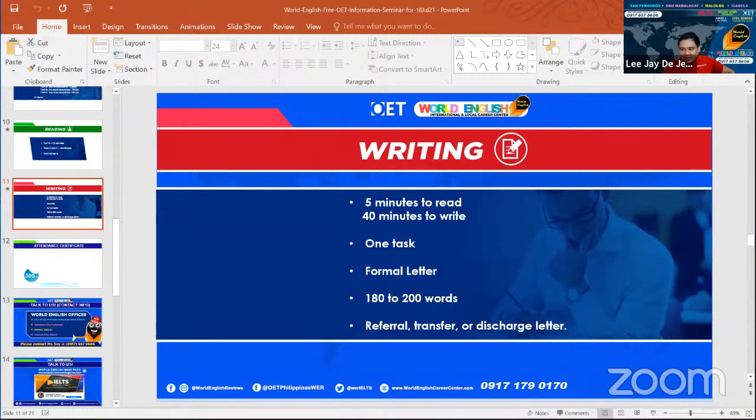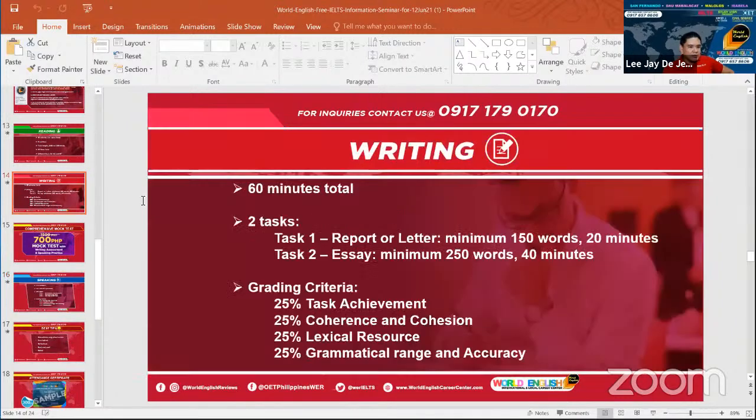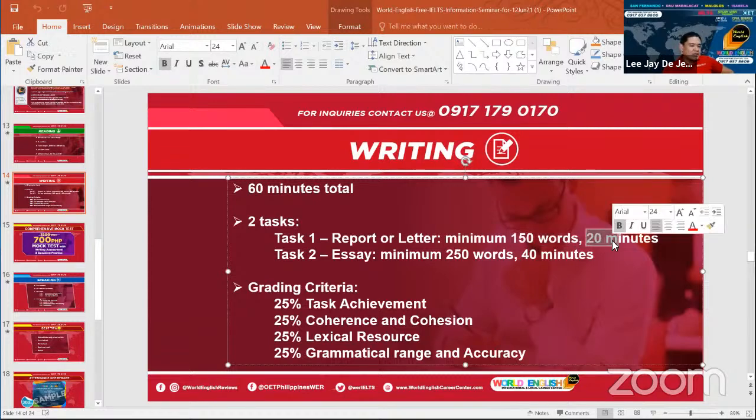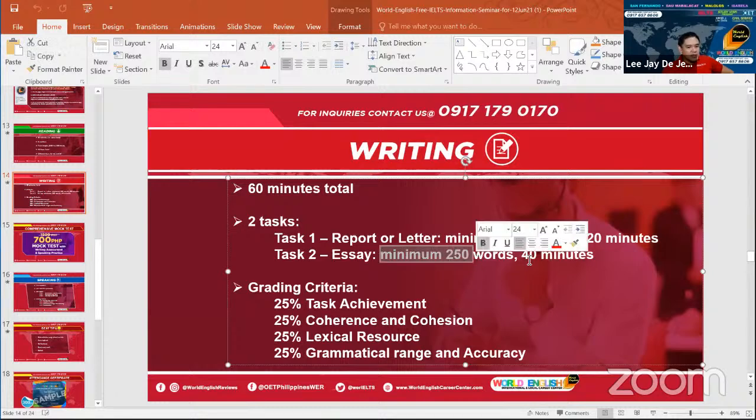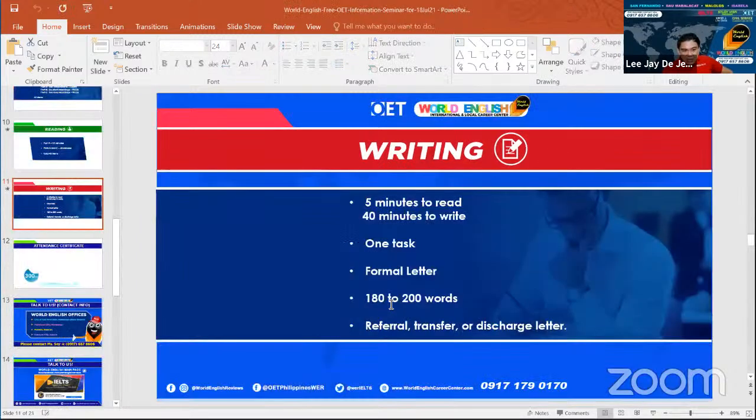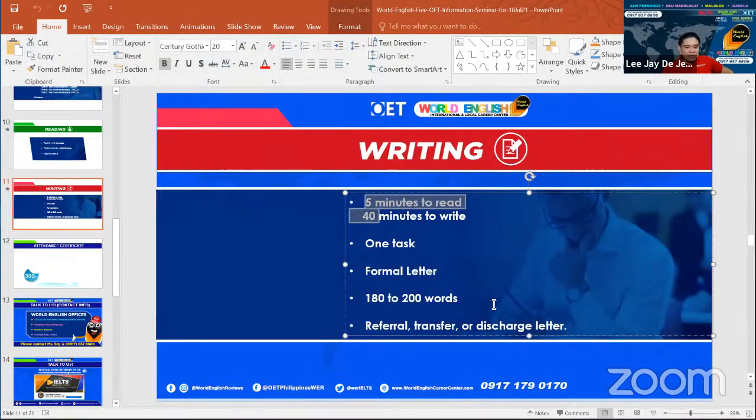In the IELTS test, okay, so IELTS for part 1 or task 1, it's 150 words. Suggested time 20 minutes. 150, 20. Task 2, 250 words, 40 minutes. So that's what? 400 words in 1 hour. Okay, but in the OET, suggested 180 to 200, but you have 45 minutes to write it. So I think that's a good deal.